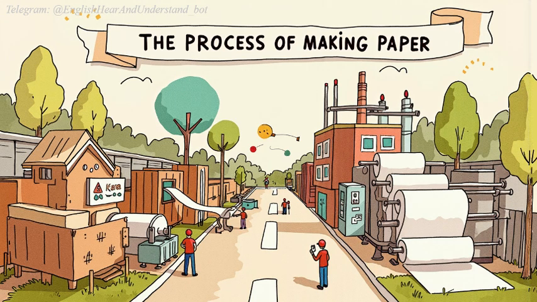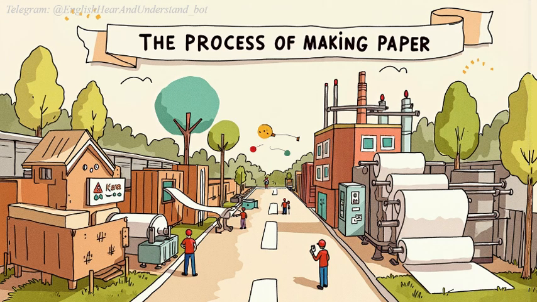Step 3. Cooking the wood chips. Once the wood is chipped, the next step is to cook the wood chips. The chips are placed in a large machine called a digester. In the digester, the wood chips are cooked with water and chemicals. This helps to break down the wood and remove the lignin, which is a substance that holds the wood fibers together. After cooking, the wood fibers are separated from the lignin. This mixture is called pulp.